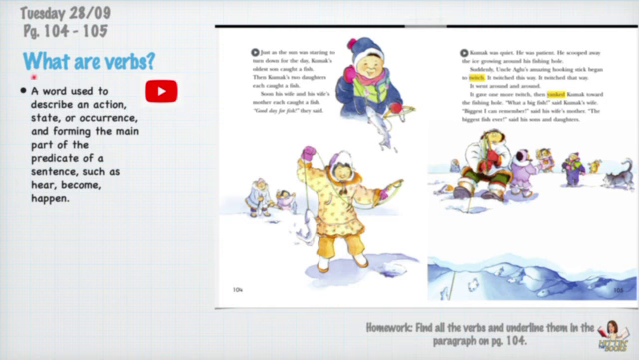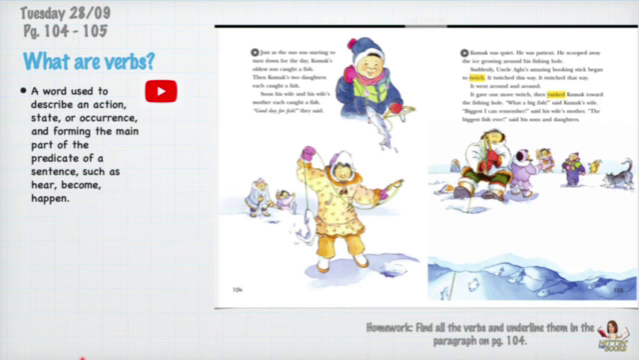Today, we did What Are Verbs? A verb is a word used to describe an action, a state, or an occurrence, a happening. It forms the main part of the predicate of a sentence, such as hear, become, or happen. So basically, a verb is an action word like swimming, running, walking, cooking. It is something that you can do, that's an action.